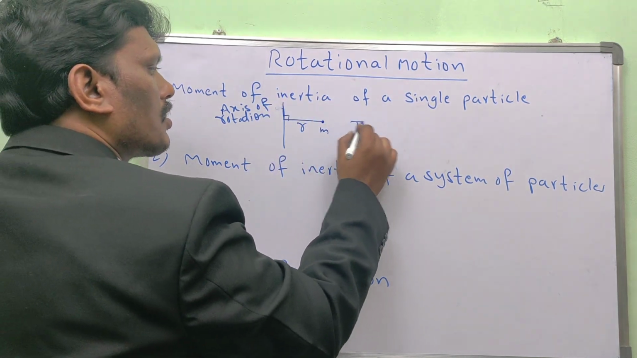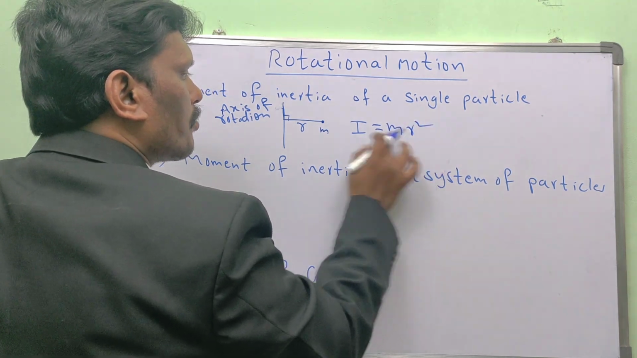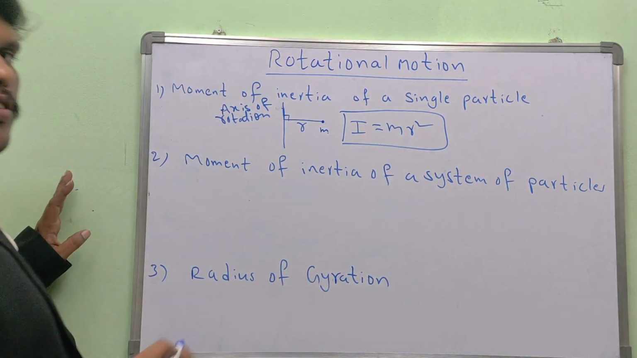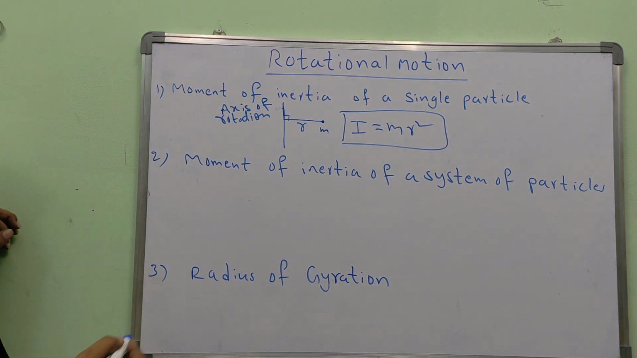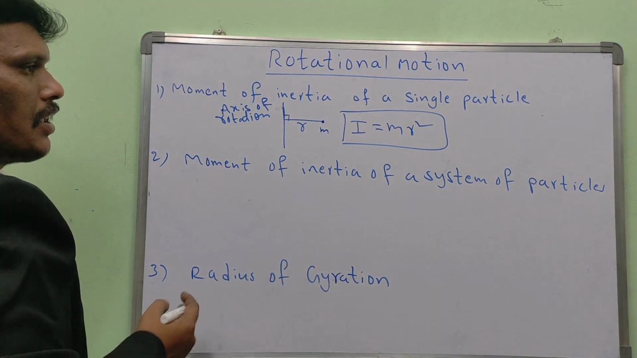Then what is the moment of inertia? How to calculate? The product of mass and the square of the perpendicular distance of the mass from the axis of rotation. By using this formula, one can calculate moment of inertia of a single particle about any axis. So next, moment of inertia of a system of particles.